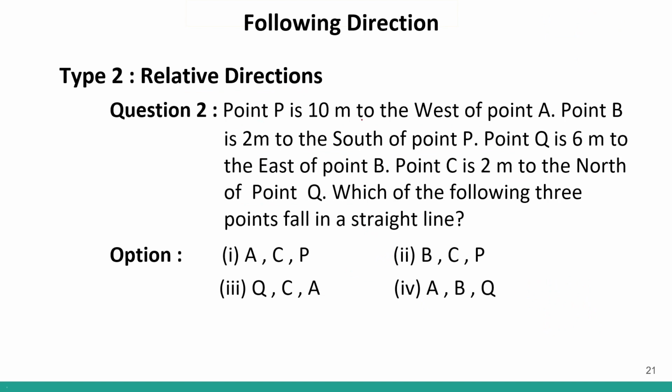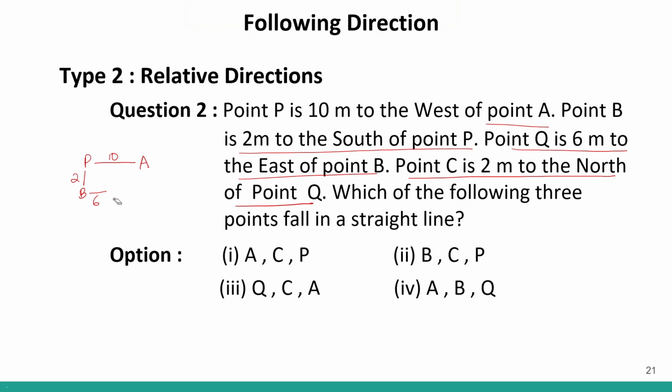Now, point P is 10 meter to the west of point A. So point P is 10 meter to the west of point A. Point B is 2 meter to the south of point P. Point Q is 6 meter to the east of point B. So Q will be somewhere here, 6 meter to the east of point B. Similarly, point C is 2 meter to the north of point Q.